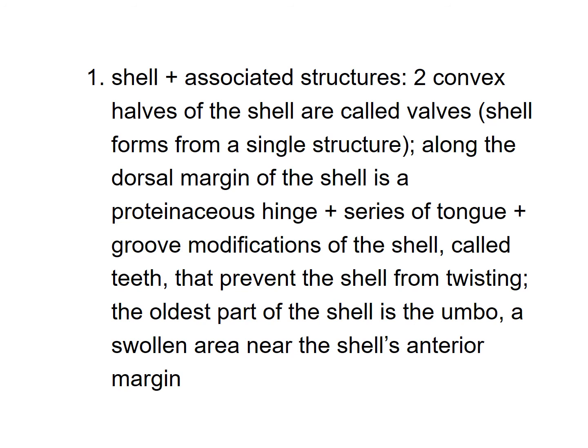And that's important because with the hinge and the teeth in the groove, it prevents the shell from twisting when they close. The oldest part of the shell is the umbo, which is a swollen area near the shell's anterior margin, just where the hinge is.